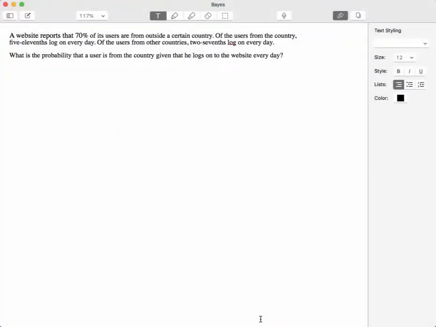In this example, we're going to go through a probability problem that uses Bayes' theorem. It's also about conditional probability, or you can think about it as reverse conditioning. So in this example, it says that a website reports that 70% of its users are from outside a certain country. Of the users from the country, 5/11ths log on every day. Of the users from other countries, 2/7ths log on every day. And what we want to know is what's the probability that a user is from the country given that he logs on to the website every day.